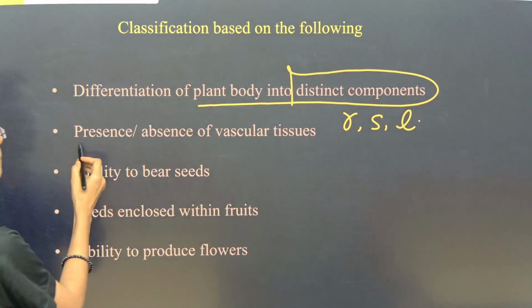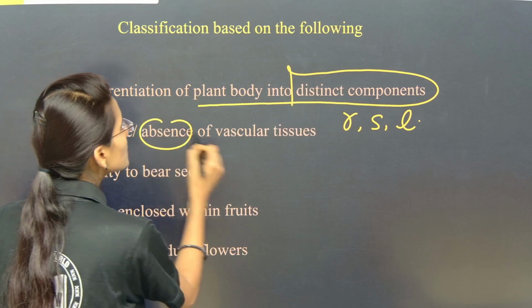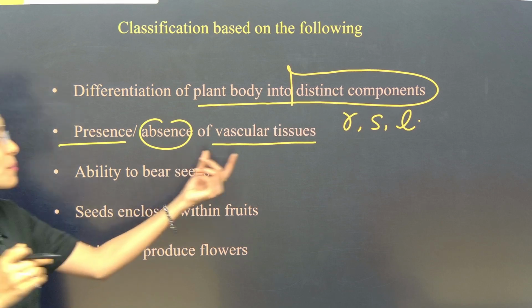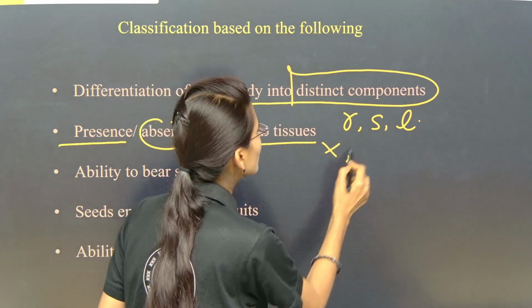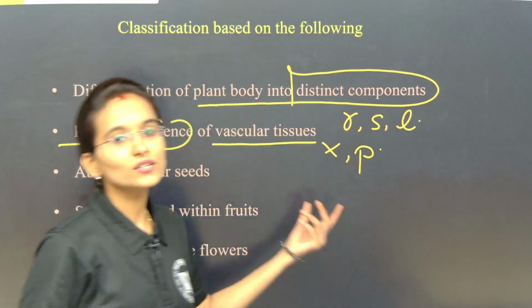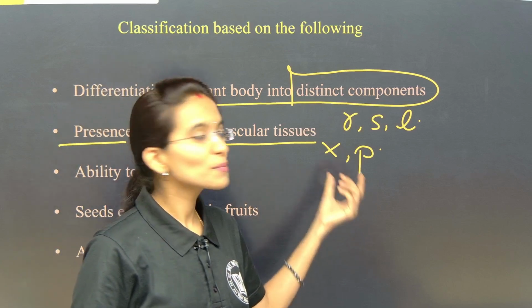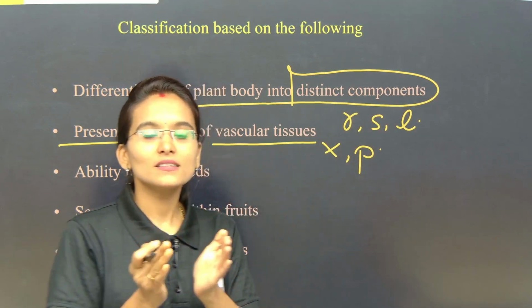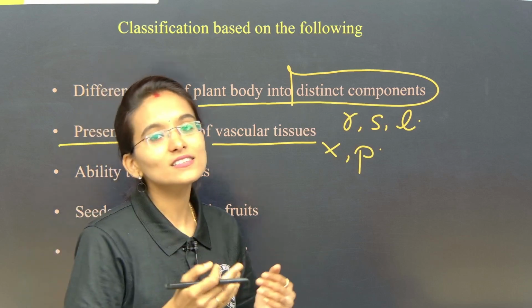And next one, based on the presence or absence of vascular tissues. It means what, my dear students? Yes, based on the presence of xylem and phloem, which are also called the conductive tissues. Based on the presence of xylem and phloem, the Kingdom Plantae has again been divided into another subdivision.